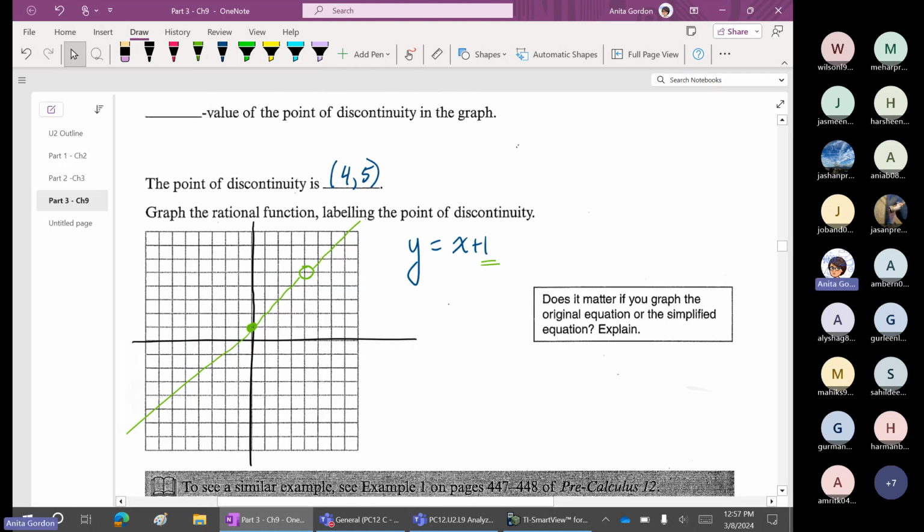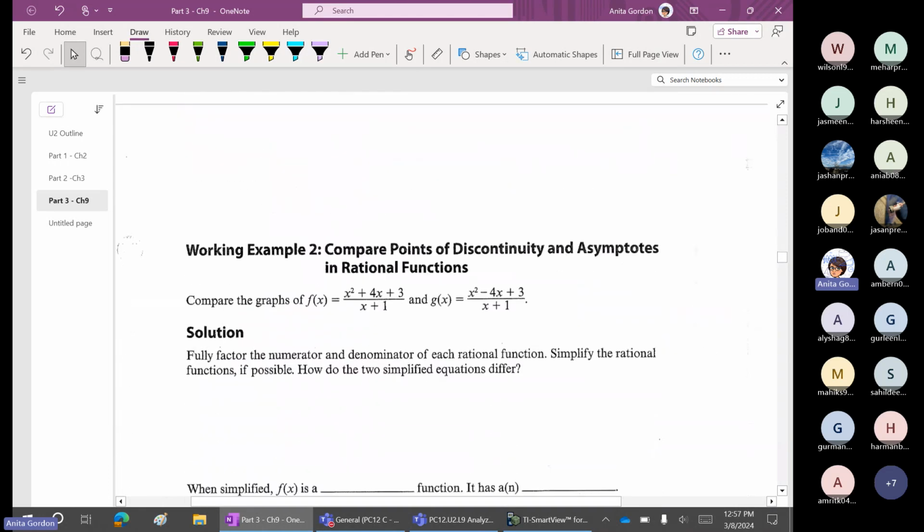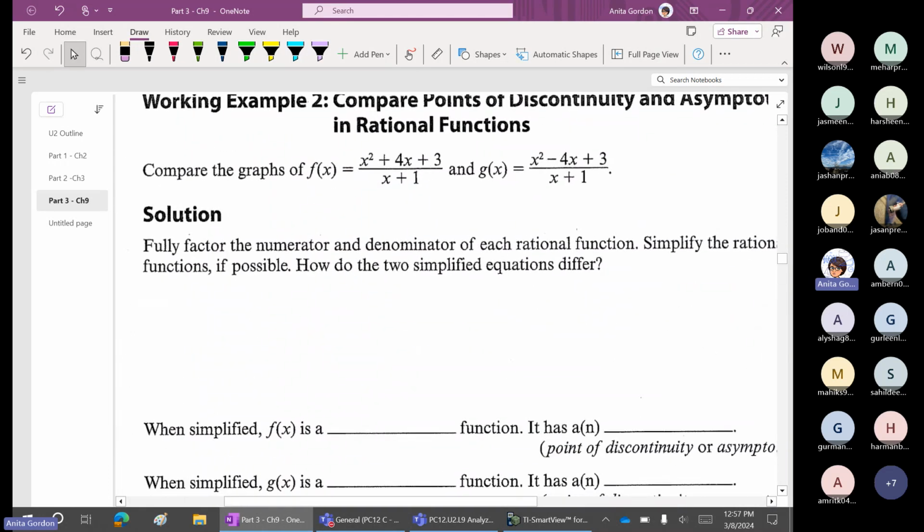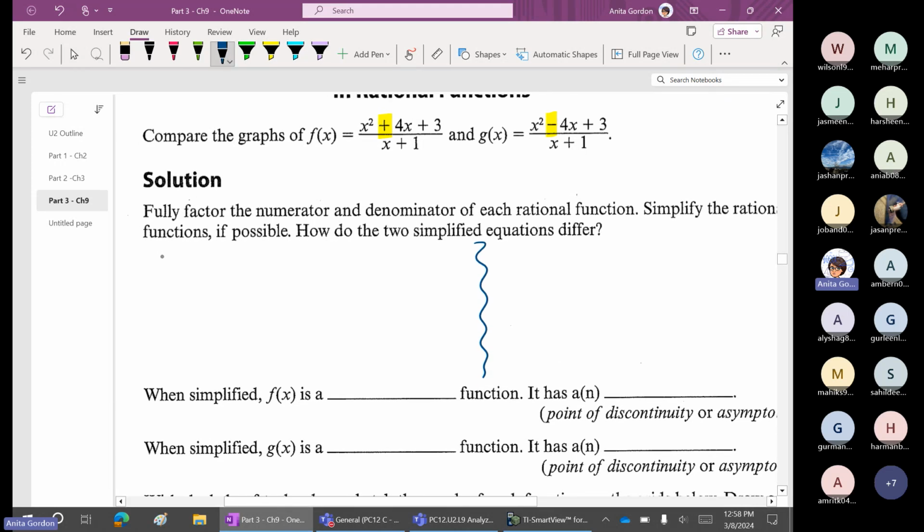Okay. In our second example, we are comparing two functions, and notice that they are both exactly the same except for one little sign. I'm going to ask you to split your page here, and I want you to write f of x in factored form and g of x in factored form so we can compare them side by side. Take a moment to do that.